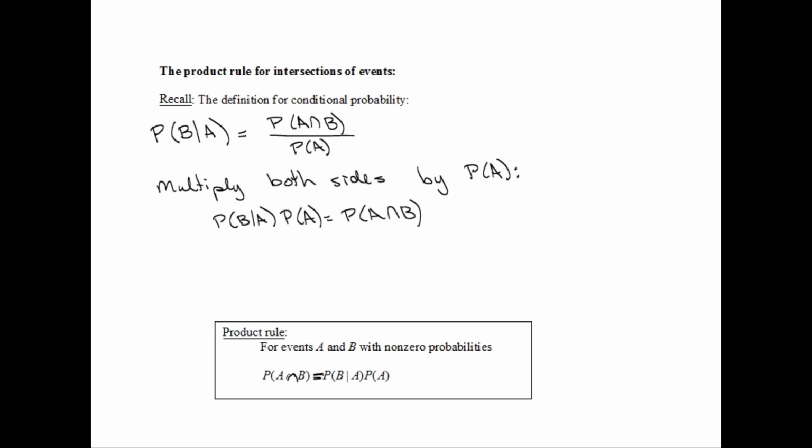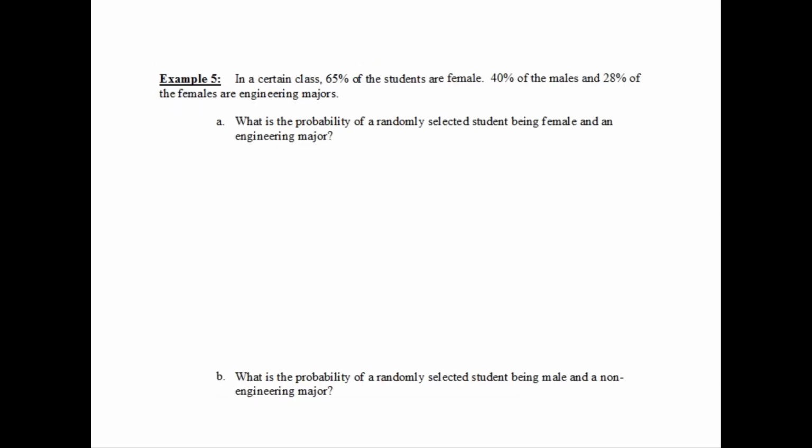Okay, now let's use this in a problem. So let's suppose we have a class in which 65% of the students are female, 40% of the males, and 28% of the females are engineering majors. We are going to create what is known as a probability tree that encompasses all the given information.